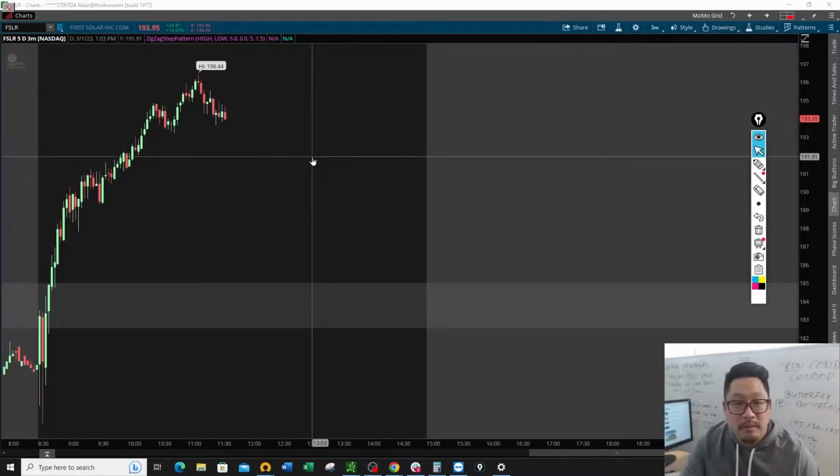Rinse, wash, repeat. When we start seeing the consistency not being shown, aka the stock now is starting to make lower highs and lower lows, that's now saying that the market sentiment has changed on the stock and that the predictability is no longer up, but it might be down. So this is really important.